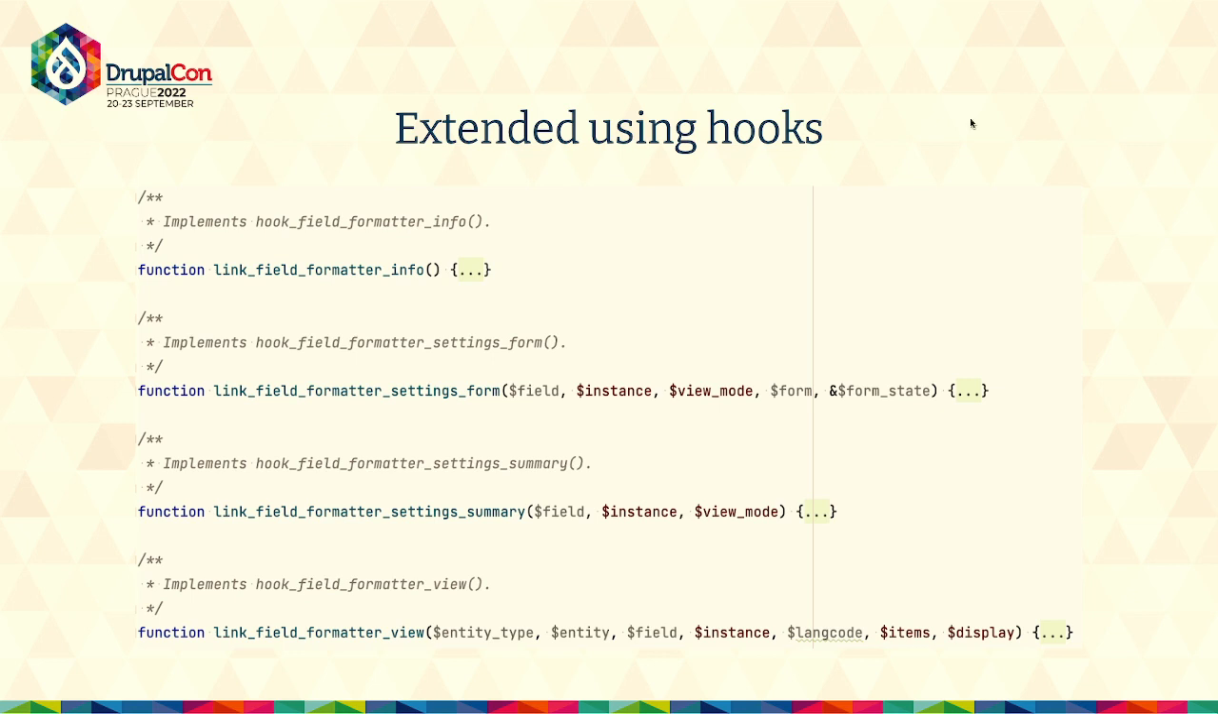It took me a lot of time to get the hang of what hooks are, how and where they're getting invoked, and how you define a new hook. Very different from the typical object-oriented background I was coming from. The example here is from the Links module, where the module defines a formatter, what the settings form for it looks like, and how the view for it would look. All of it was really difficult for me to digest.